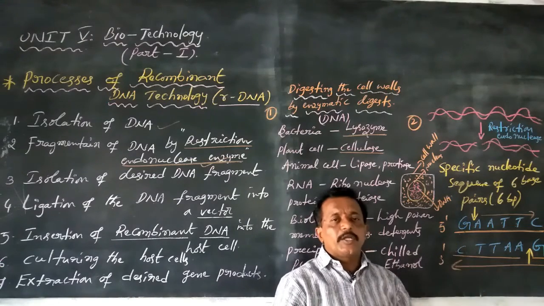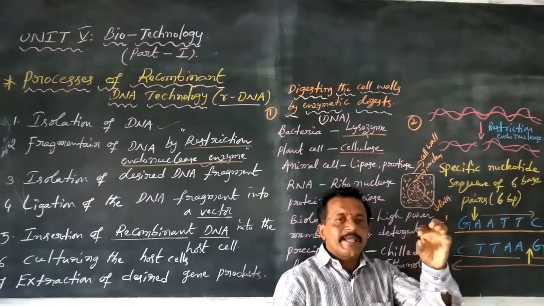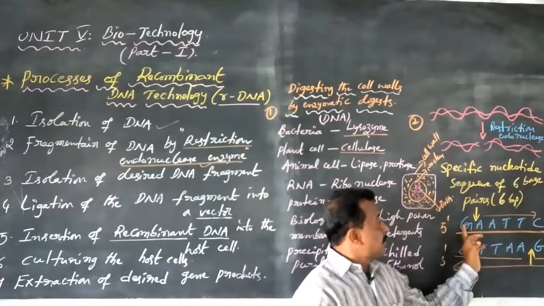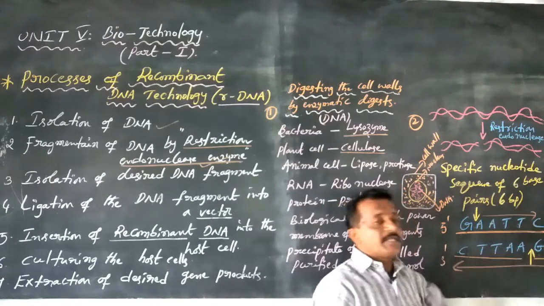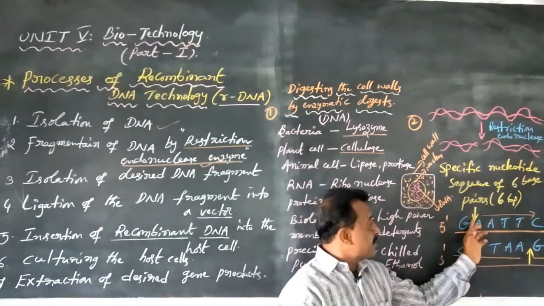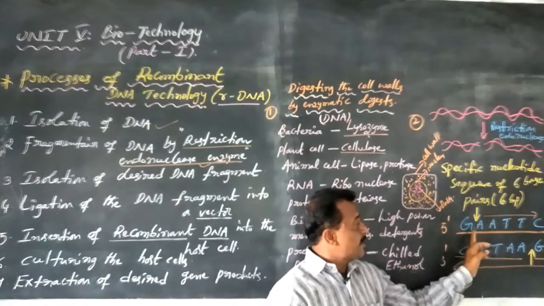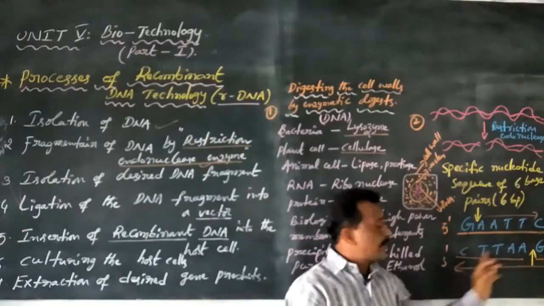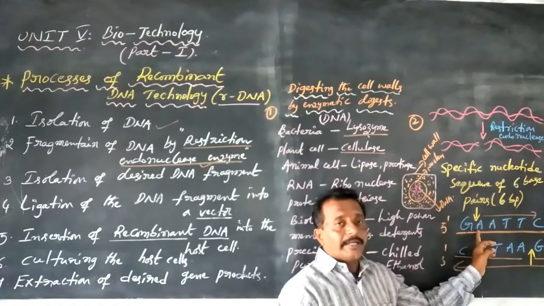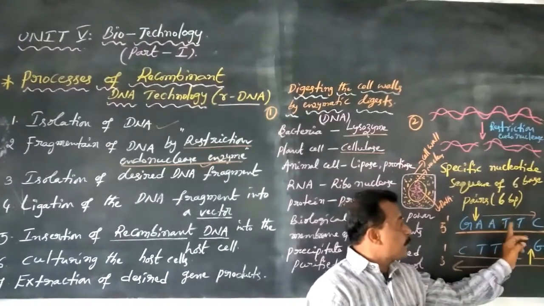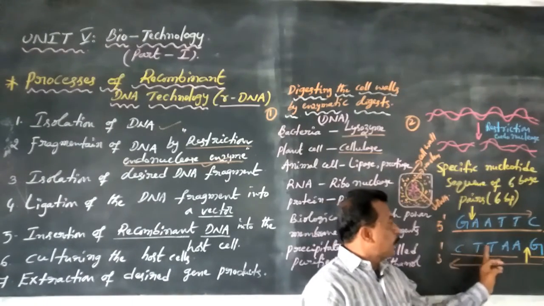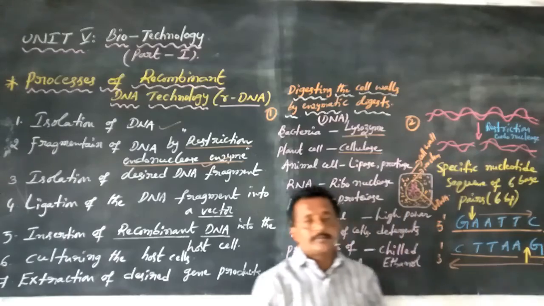In the DNA molecule there is also a palindromic sequence of 6 base pairs: guanine, adenine, adenine, thymine, thymine, cytosine, and cytosine, thymine, thymine, adenine, adenine, guanine. This is a double stranded DNA molecule. One single strand contains 5' to 3', and the other single strand contains 3' to 5'. The first single strand contains one guanine, 2 adenines, 2 thymines, 1 cytosine. The second single strand contains 1 cytosine, 2 thymines, 2 adenines, 1 guanine.